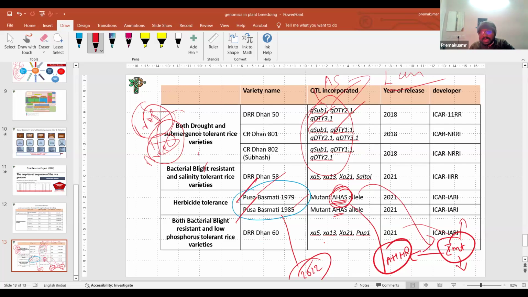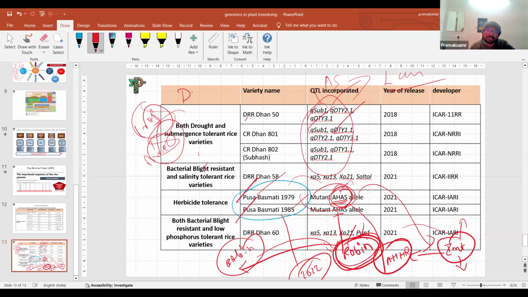Then this mutant is identified in Robin. These particular AHAS mutant alleles were identified in Robin. And actually, the scientist's name is also Robin, I think. I forgot the full name. That's why he kept the mutant name Robin. And we use this Robin as a donor parent. We transfer this mutant allele into the background of Pusa Basmati 1121 or several Pusa Basmati backgrounds, and we develop Pusa Basmati 1979 and Pusa Basmati 1985.